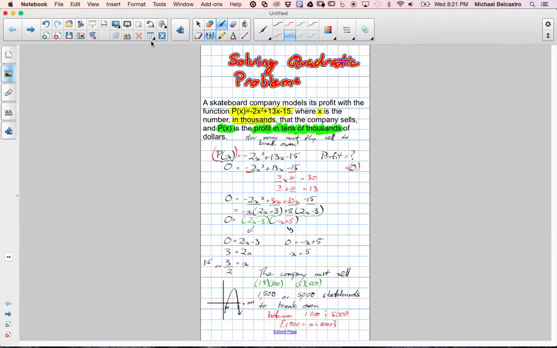Okay. If you wanted to figure out what the proper profit would be, you need to figure out what the vertex of that is.